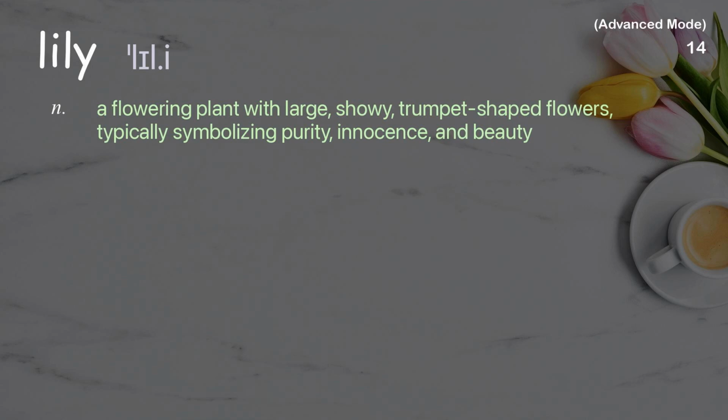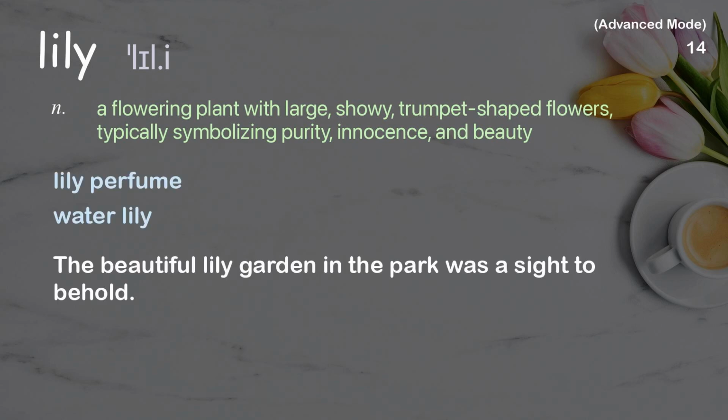Lily. A flowering plant with large, showy, trumpet-shaped flowers, typically symbolizing purity, innocence, and beauty. Examples: lily perfume, water lily. The beautiful lily garden in the park was a sight to behold.